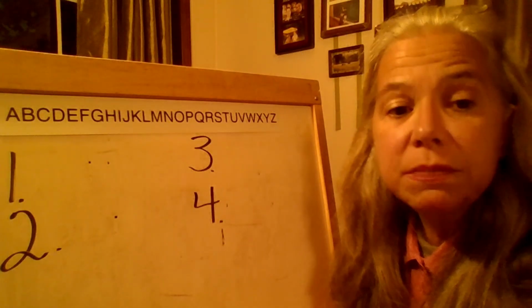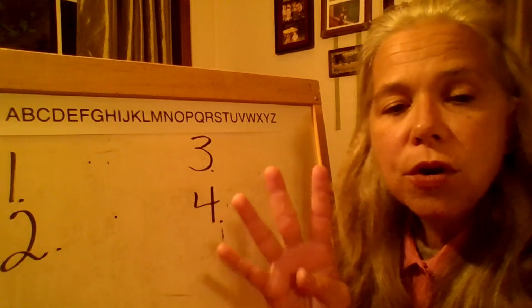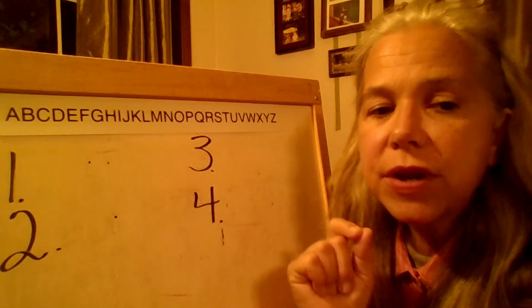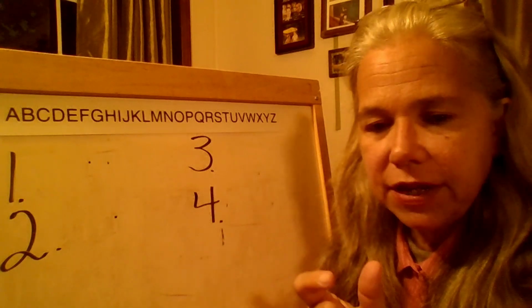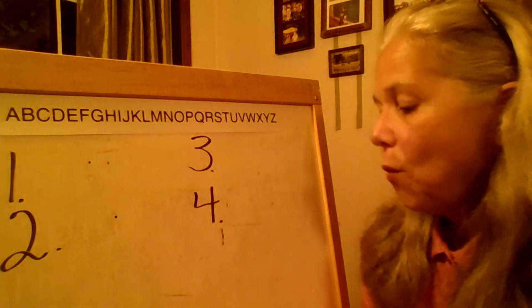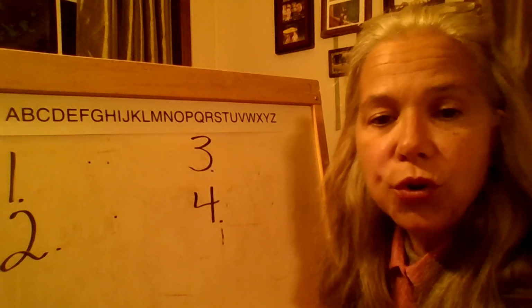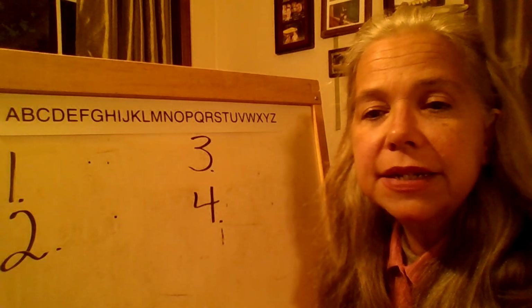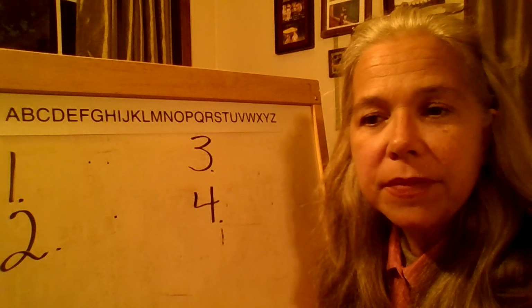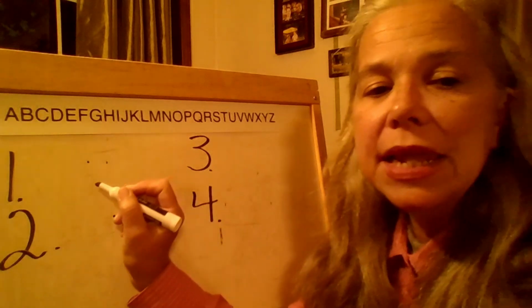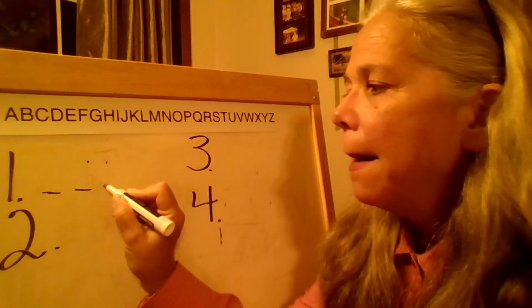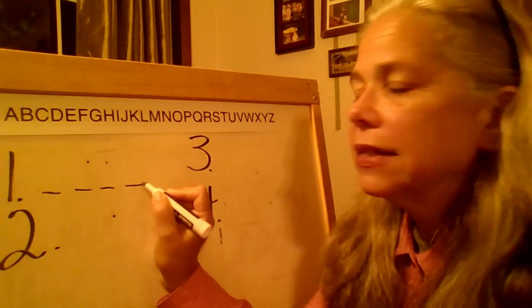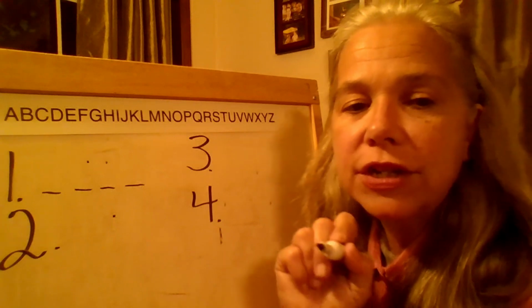We are going to spell today four derivatives. Remember, a derivative is a base word plus a suffix. So we're going to spell four of them today. The very first word we're going to spell is saps. Repeat that word. Let's say it slowly. We're going to make a line for each sound. So let's start with our first sound.